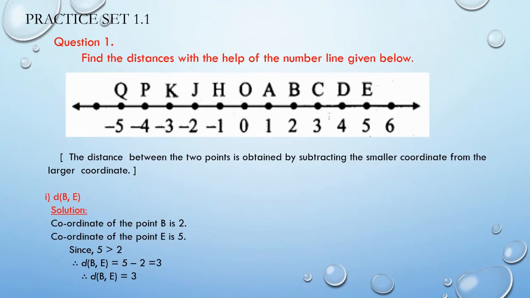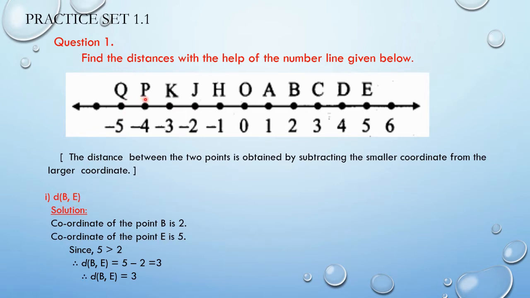Let's move on to practice set 1.1. Question 1. Find the distance with the help of the number line given below. In this question, the number line is given. Your first question is to find the distance of BE. Then the solution. Observe the number line.